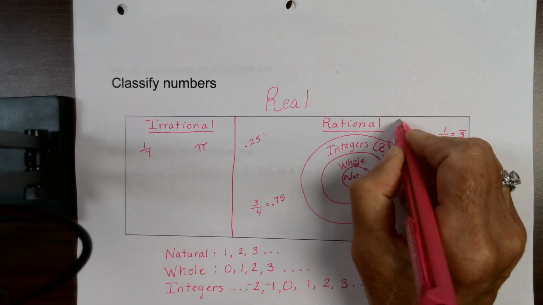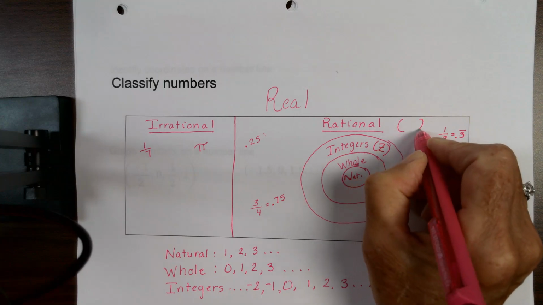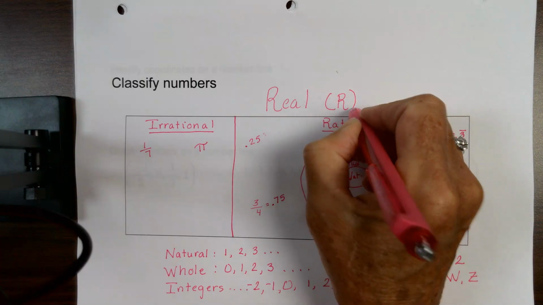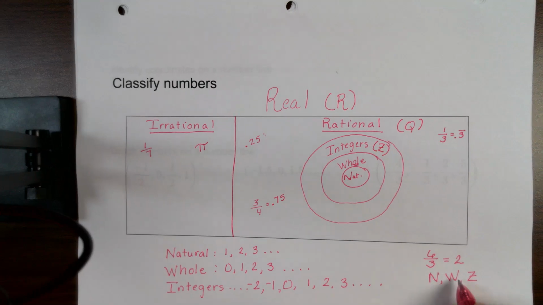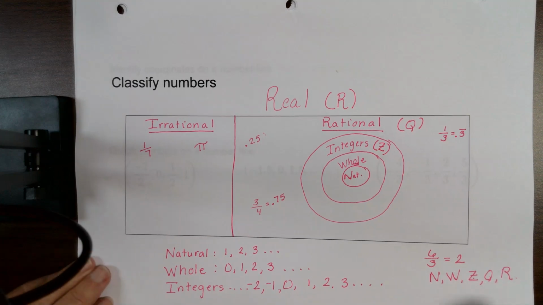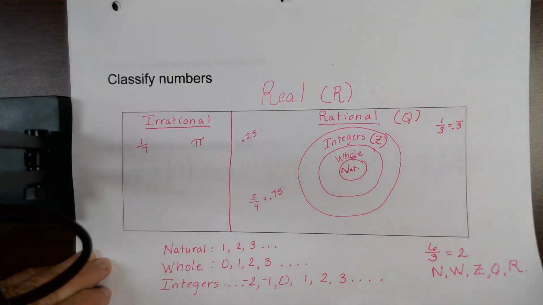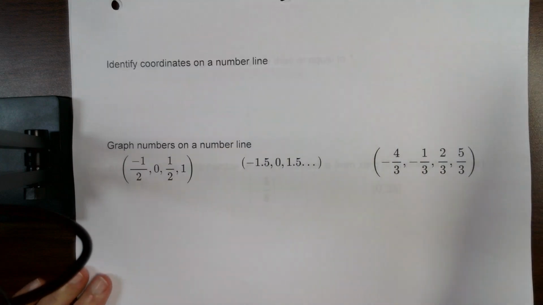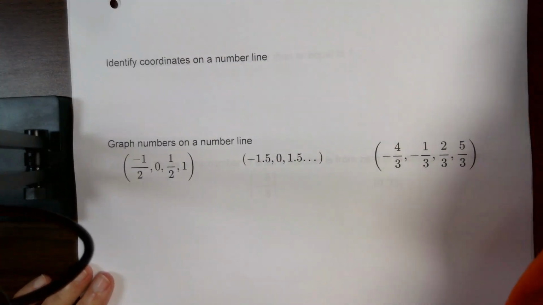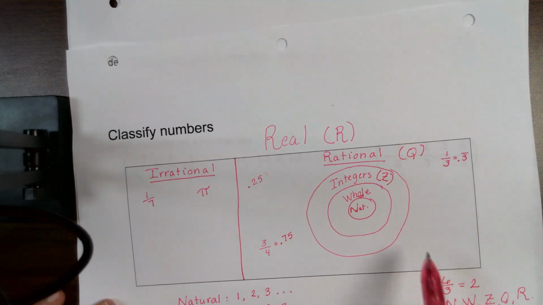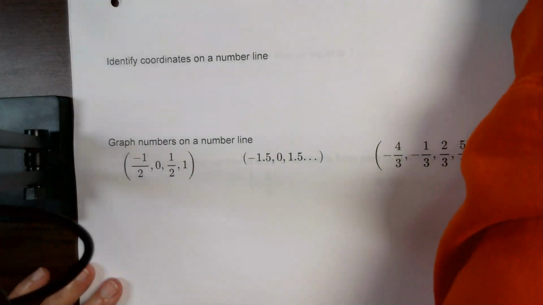The abbreviation used for a rational number is a Q, and then the abbreviation used for the real is R. So it would be a natural, a whole, an integer, a rational, and a real. So that is classifying numbers. We'll get more into that in a later section. But what we're going to do today is we're going to take this side and we're going to work on putting those on a number line.